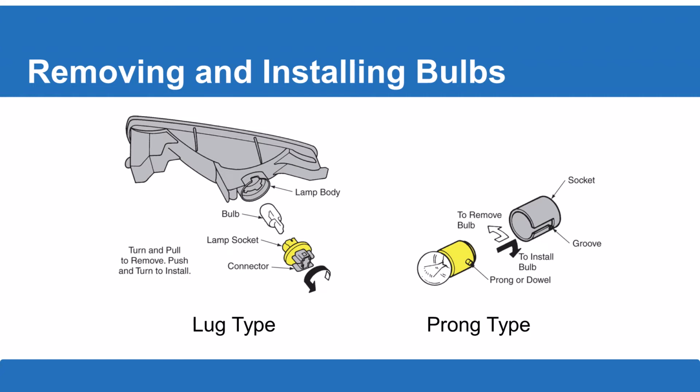Now, removing and installing the bulbs can vary depending on the setup. So some of them have what they call a lug type that just kind of pushes in and out of the socket, straight in and out, and then actually locks into place. You'll find these usually on the marker lights. Then there's like the prong type that you see here. Those go in and usually push down on some kind of spring-loaded backing and then lock into a groove. Both of these bulbs, I warn you to be careful. They can get quite hot.